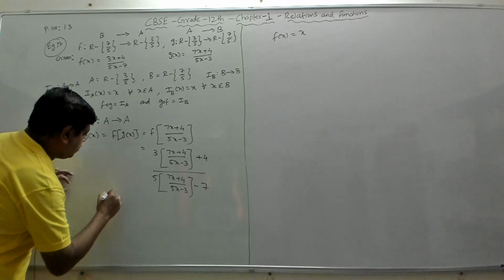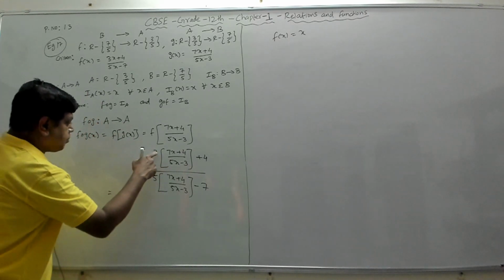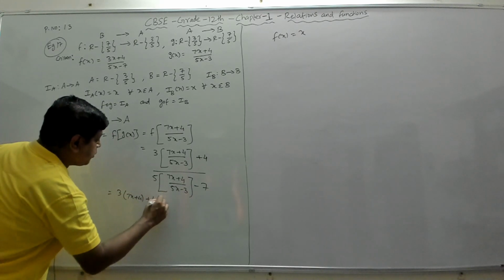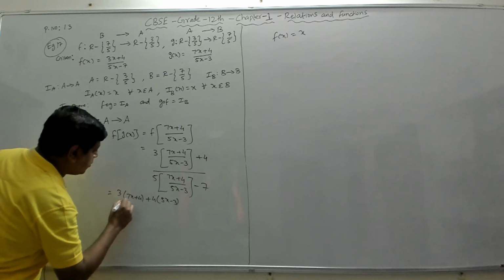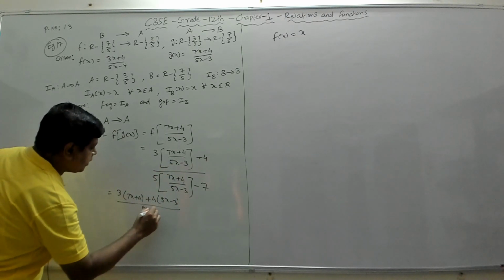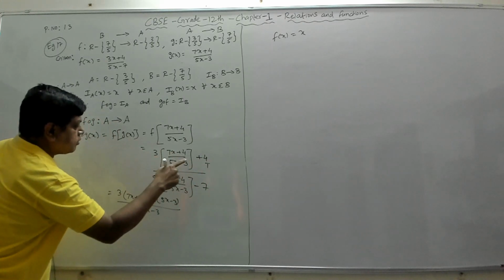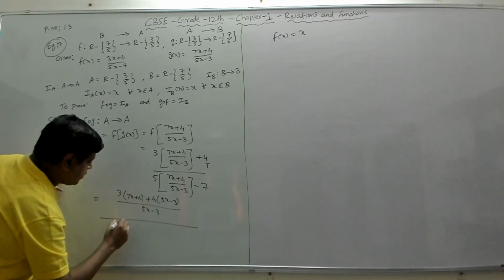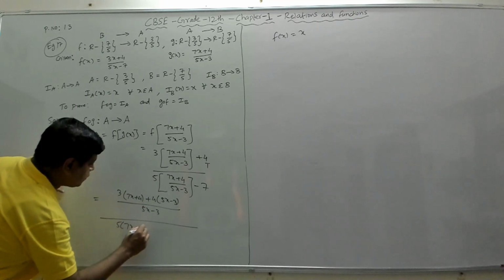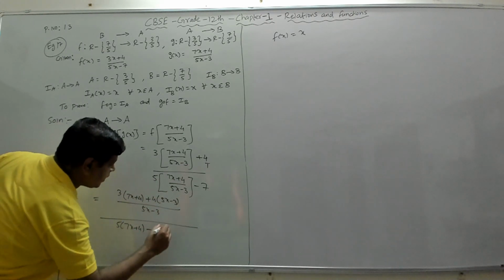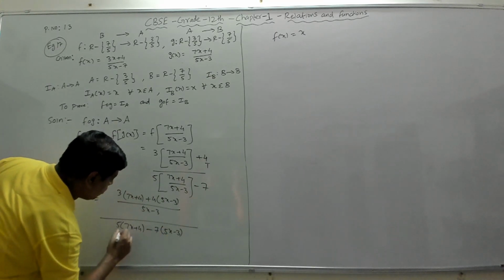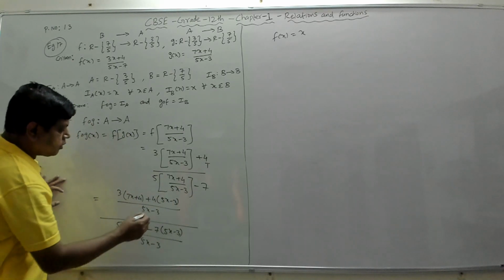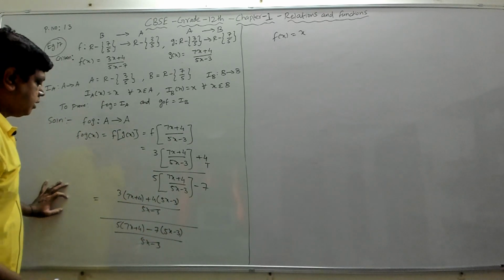So that is equal to, now let's simplify this. So this becomes 3 into 7x plus 4 plus 4 into 5x minus 3, by 5x minus 3. I am adding these two fractions. Then the whole divided by 5 into 7x plus 4 minus 7 into 5x minus 3, whole divided by 5x minus 3. I'm doing fraction addition and subtraction. Now 5x minus 3 will get cancelled.